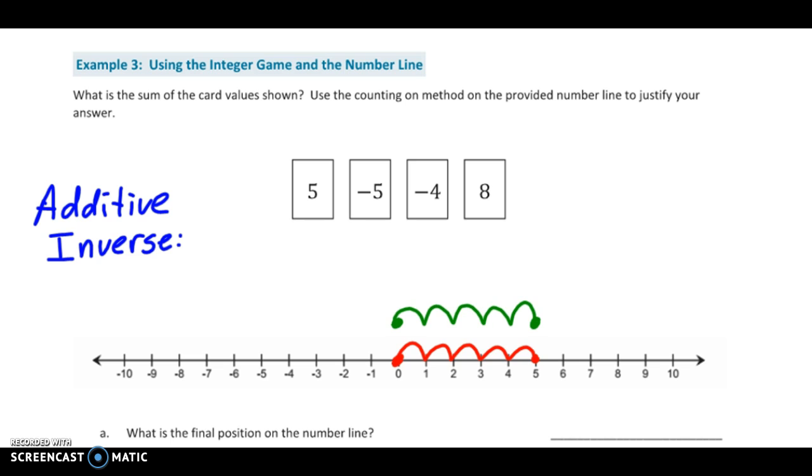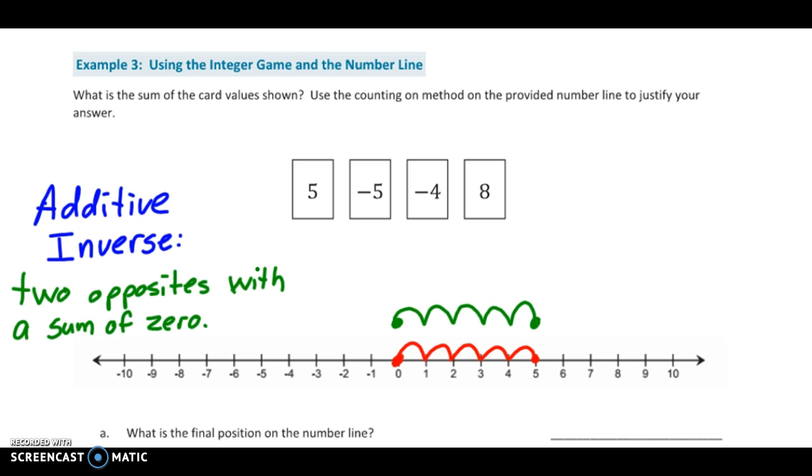The clearest definition I have for additive inverse is 2 opposites with a sum of 0. 5 and negative 5 are opposites. They have the same absolute value but are on different sides of 0. When I add them together, I will get 0, an example of an additive inverse.